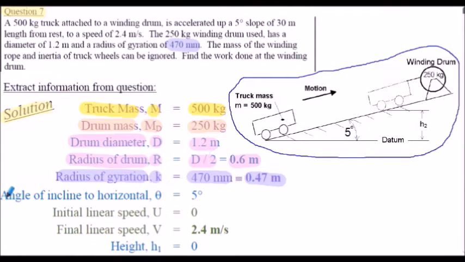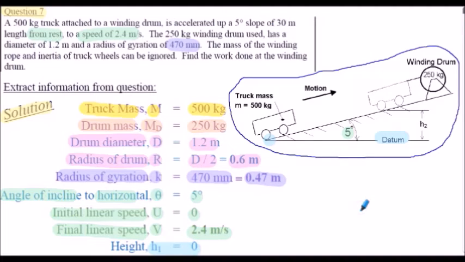The angle of the incline to the horizontal, angle theta, is 5 degrees. And the initial linear speed, u, at the bottom of the incline will be 0 because the truck starts from rest. And the final linear speed, v, is 2.4 meters per second. That's at the top of the incline. If we consider the datum at the bottom of the incline, then the height of the truck from the datum would be 0. So h1 is equal to 0.